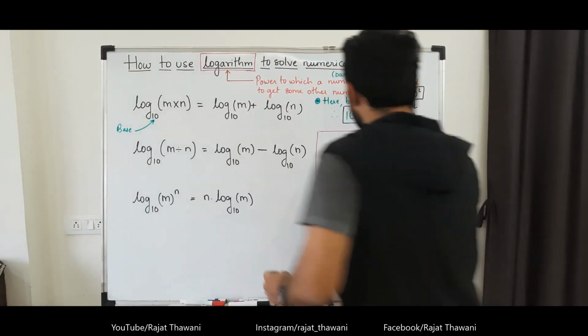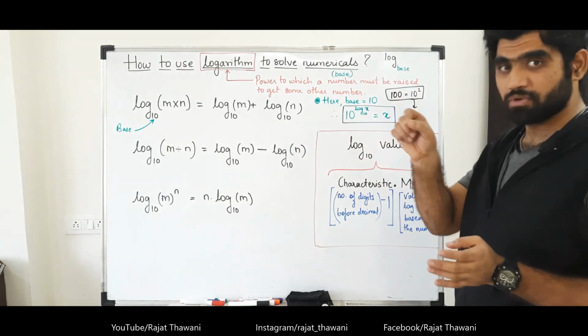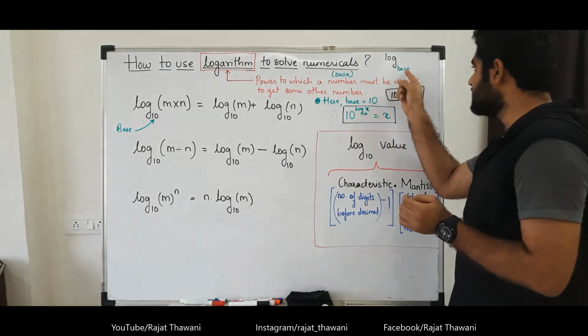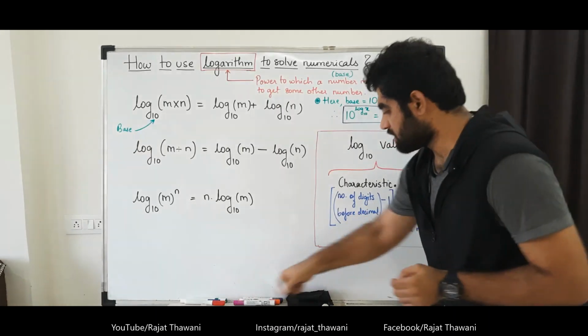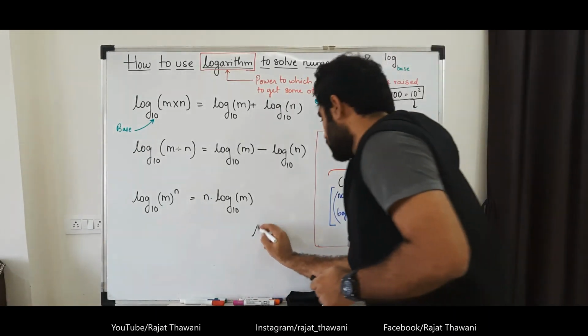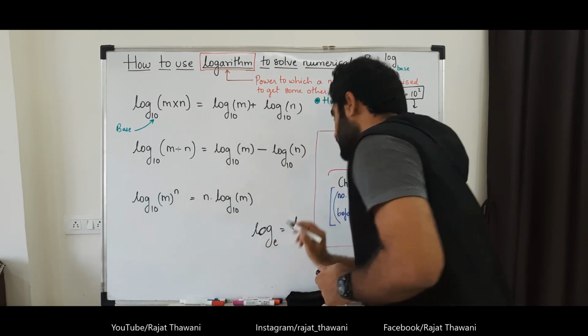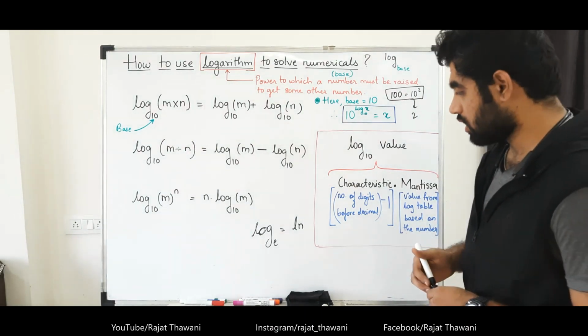Instead of 10, 2 can also be used, it doesn't matter. Or e can also be used. You must have heard about e. If the log to the base e is taken, then that is called the natural logarithm. If I write log to the base e, it is also indicated by ln. So this is log to the base e, the natural logarithm.